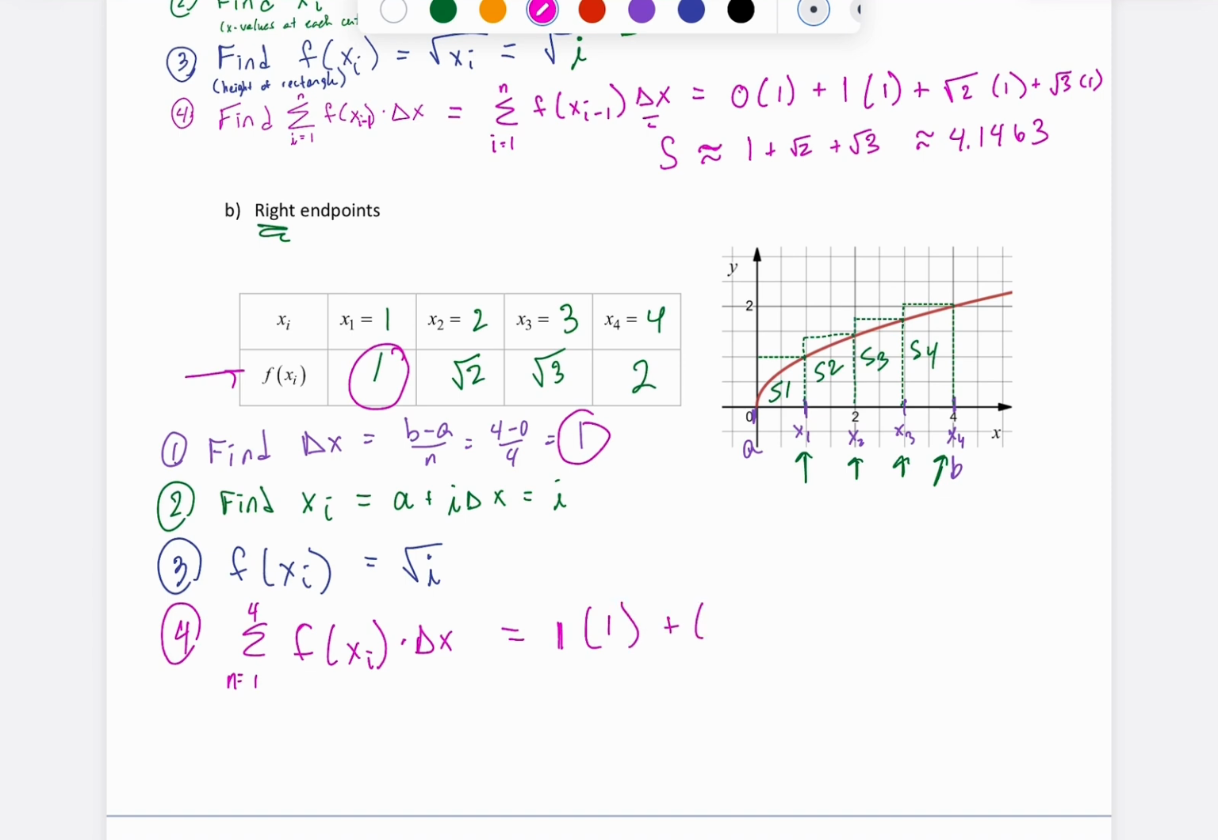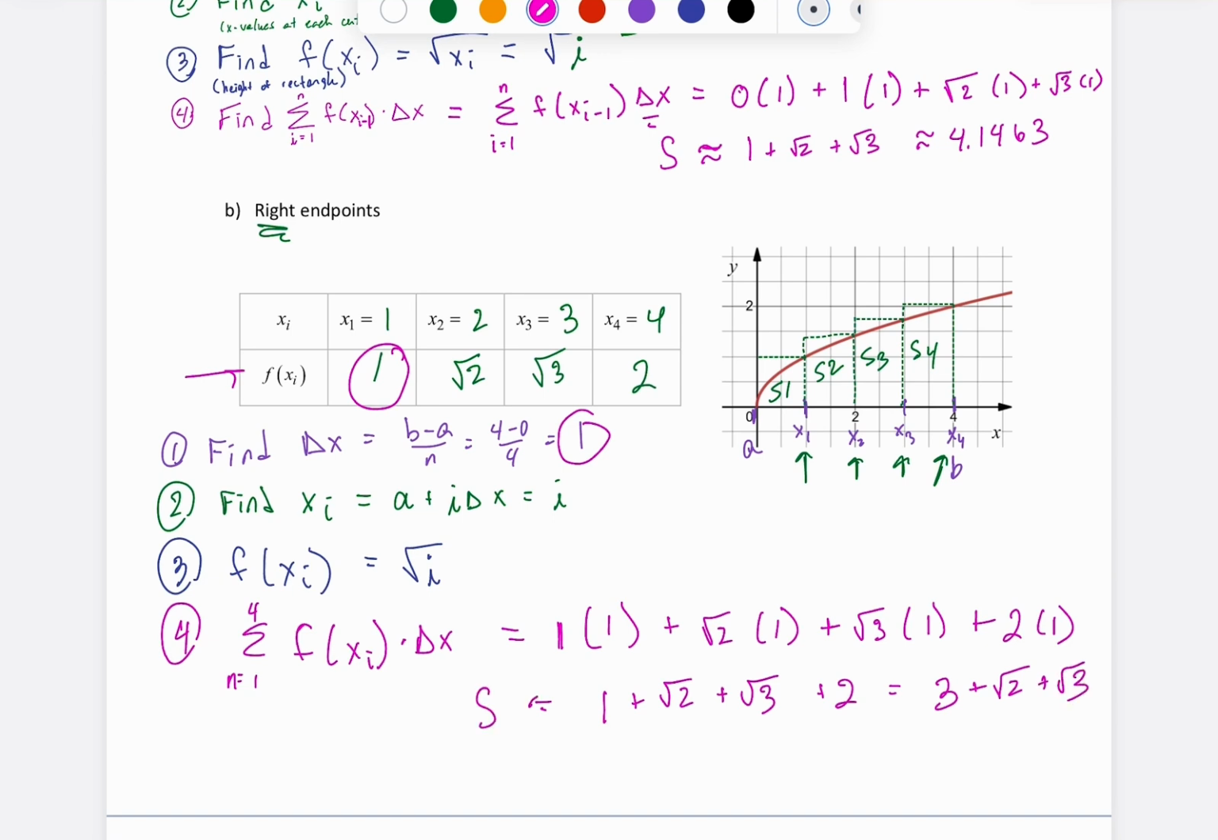And then the second rectangle is square root of 2 times the base of 1. And the third rectangle is the square root of 3 times delta x, which is 1. And the fourth rectangle has a height of 2 times delta x, or the base of the rectangle. So that gives me 1 plus square root of 2 plus square root of 3 plus 2, which I can simplify to 3 plus rad 2 plus rad 3. And that's an estimate of the area.